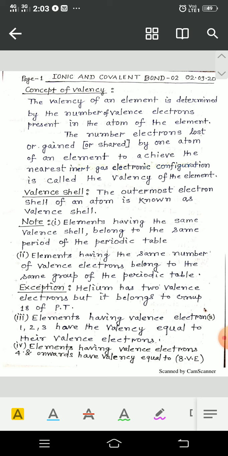In connection with the electronic configuration of elements and knowledge of metals and nonmetals, mainly I have to teach you today about the concept of valency, electron dot structure of atoms of different elements, and the formation of ions as well as formation of ionic compounds and covalent compounds with their properties.